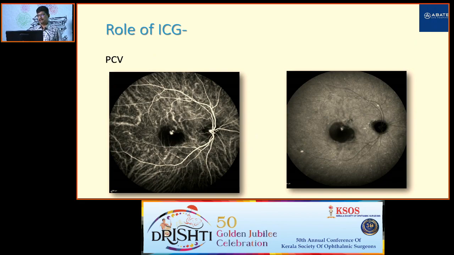Where do you do ICG? ICG is mainly again done to rule out conditions like PCV and RAP. In PCV you will be seeing something called a branching vascular network in the early phases. An important finding is the presence of this hot spot or the hyperfluorescent spot which appears during the first 5 minutes of the ICG. And often what happens is that towards the late phase of the ICG this fades out.